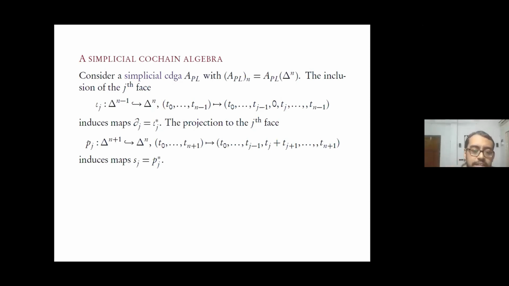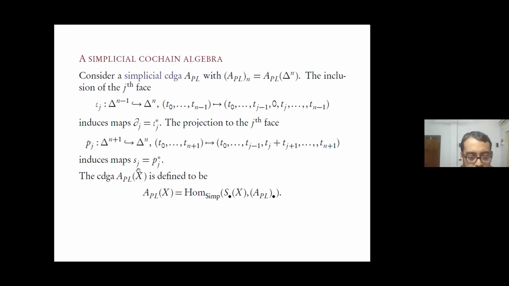So the cleanest way of writing it is to say that you define the CDGA APL of X to be the morphisms, as a simplicial set, to be the Hom in Simp, which is basically the category of simplicial sets, if we can think of it that way. So this is just going to be maps from S dot X, which is a simplicial set, to APL dot. Meaning that from SnX you have to give a map from SnX to APLn, and these assignments should be compatible with the del i's here and the del i's here and the si's here and the si's here. Okay. So this is just a clean way of writing things.